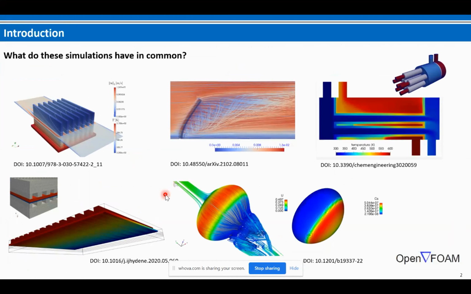Let me start here with the motivation behind this work. I'm showing a collection of simulations performed in OpenFOAM. As you can see, different physics is simulated: heat transfer, fuel cells, bubble or droplet dynamics. But then I pose a question: what do all these simulations have in common? Well, all these simulations are of a specific type of multiphysics problem, and that's what I talk about in my next slide.